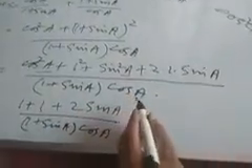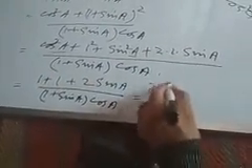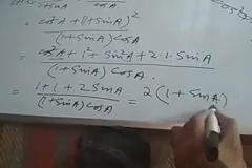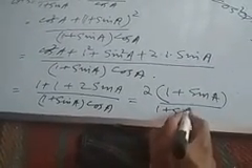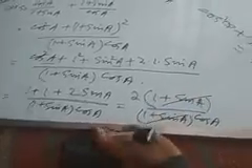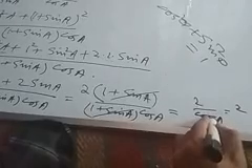This will be equal to 2 plus, 1 plus 1 equal to 2, 2 will be taken as common, so I will get 1 plus sin a divided by 1 plus sin a into cos a. 1 plus sin a cancels, we will get 2 divided by cos a. That will be 2 into 1 by cos a, which is sec a, so it is equal to 2 sec a, the right hand side. So in this way we have been able to prove this.